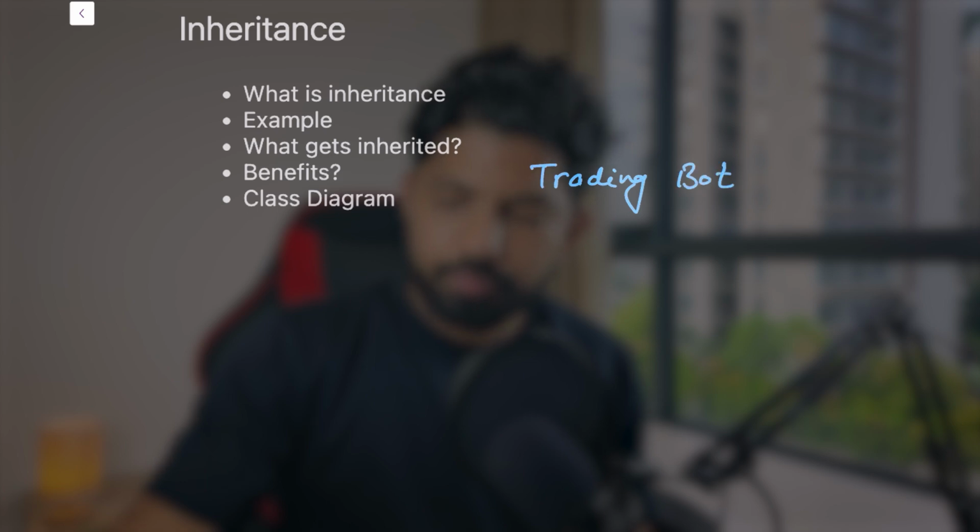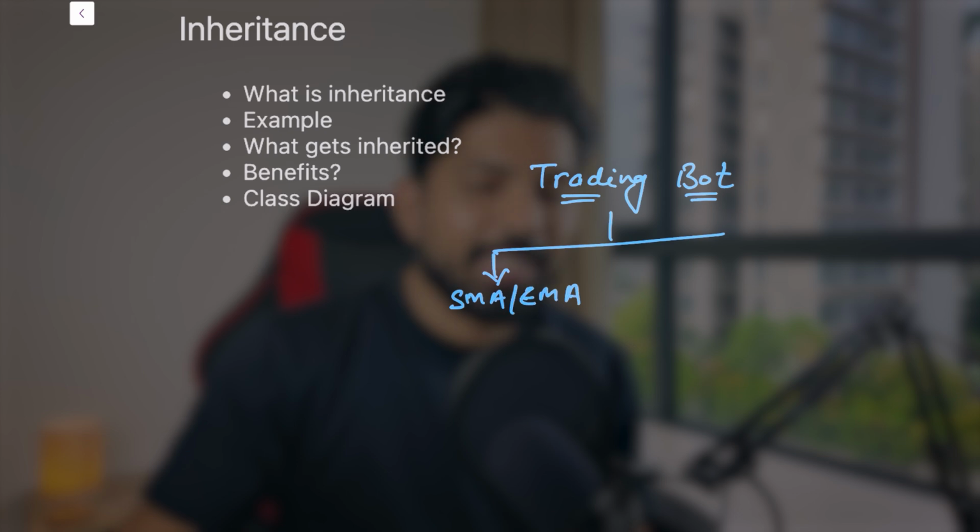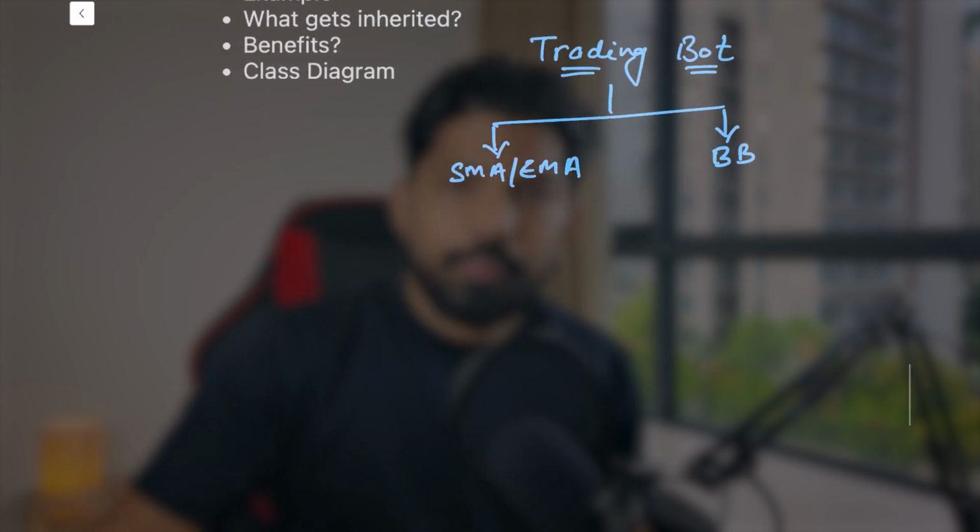So let's say you are creating a trading bot. That means the trading bot consists of multiple strategies, right? So what you can do, you can create a separate class for every strategy. So let's say you have two strategies. One strategy is for, let's say, SMA and EMA, simple moving average and exponential moving average. Another strategy you have is, let's say, Bollinger Bands. So now you will write the code for this.